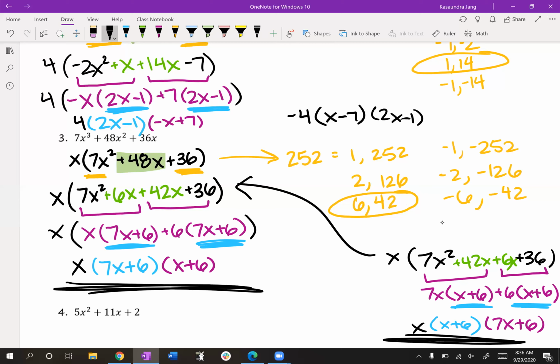So if you put the factors you chose in a different order, it'll get you the same answer, which makes sense because 6 plus 42 is 48, and 42 plus 6 is still 48. The order for addition doesn't really matter. I should get the same answer. Yep.